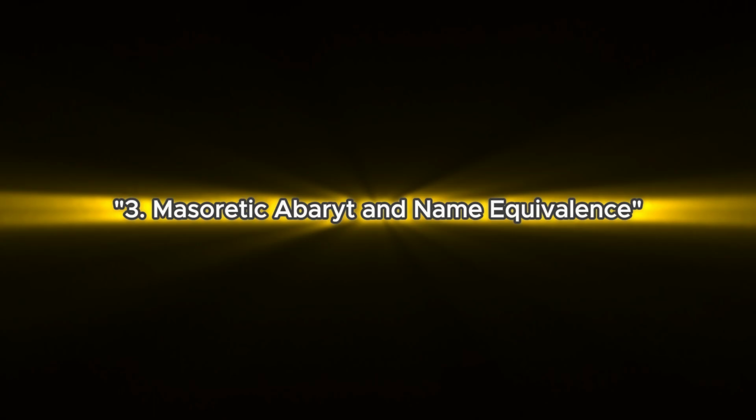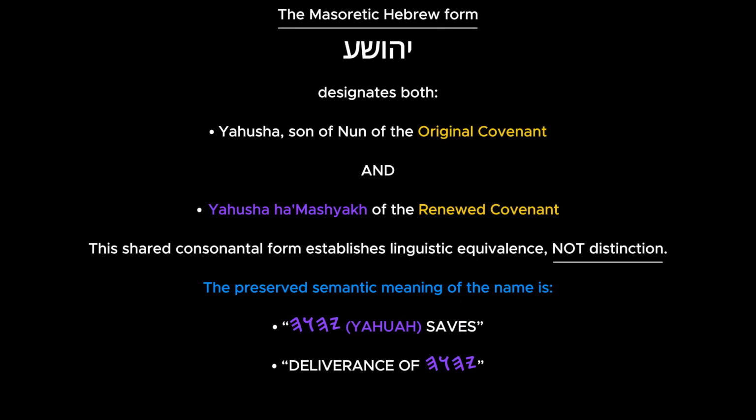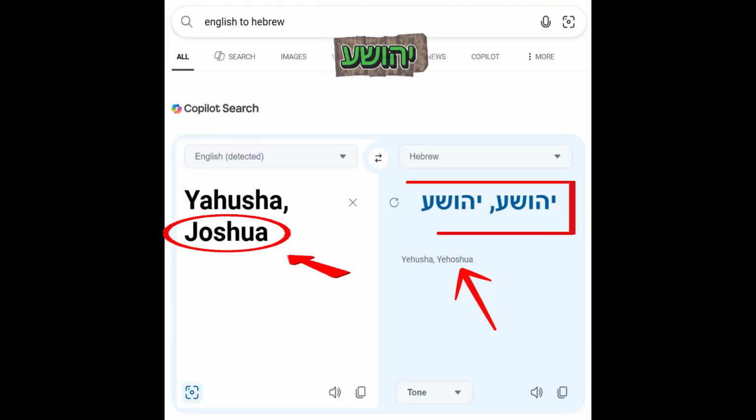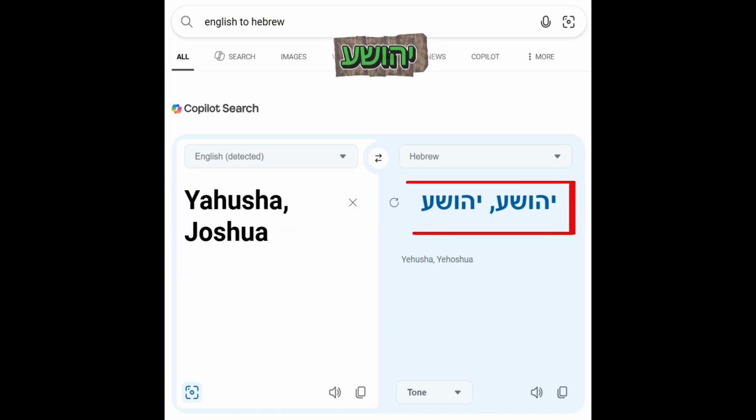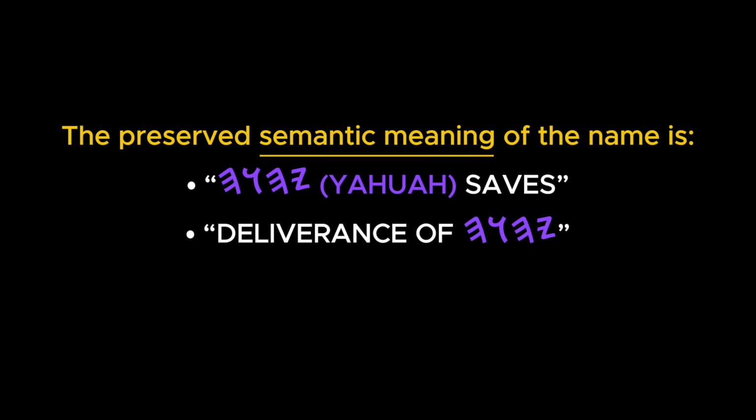Number 3. Masoretic Abary and name equivalence. The Masoretic form of this designates both Yahusha, son of Nun, and Yahusha, the Mashiach of the renewed covenant. This shared consonantal form establishes linguistic equivalence, not distinction. The preserved semantic meaning of this name is Yahuwah saves, or deliverance of Yahuwah. No pronunciation certainty is asserted beyond consonantal structure and attested linguistic rules.